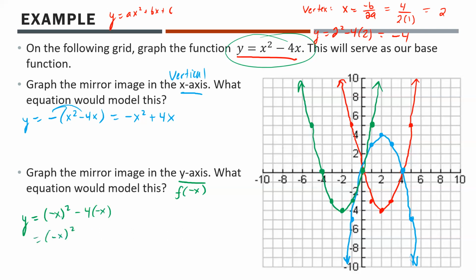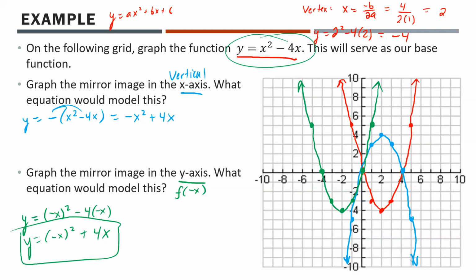(Negative x) squared, I'll just leave that fine. I think you would see if you went negative x times negative x, you'll probably just get positive x squared, but I'll just leave it for now. As for this one though, negative 4 times negative x, that's just going to be positive 4x. So that right there, that represents the mirror image in the y-axis.